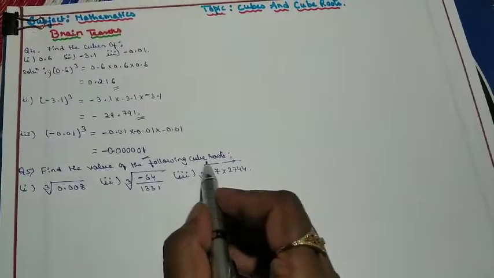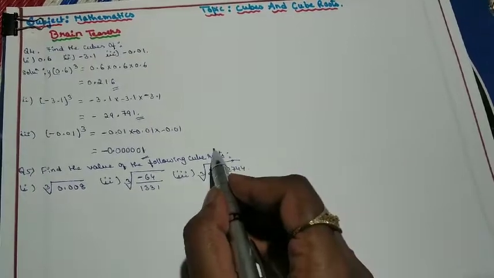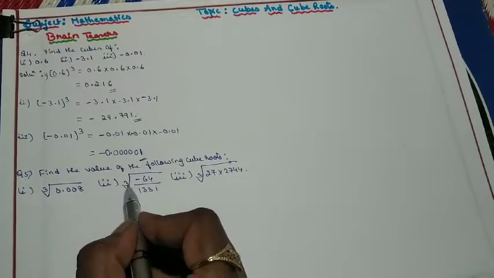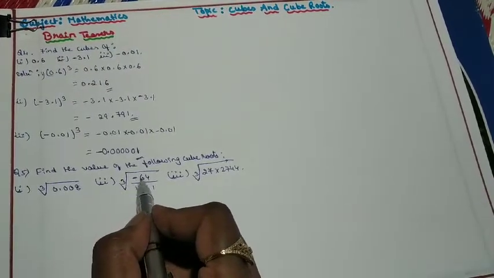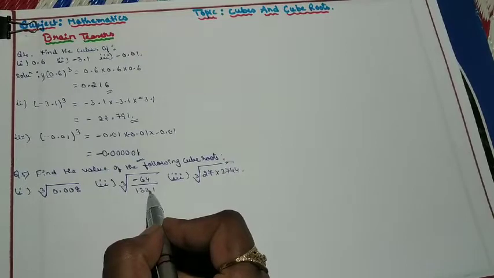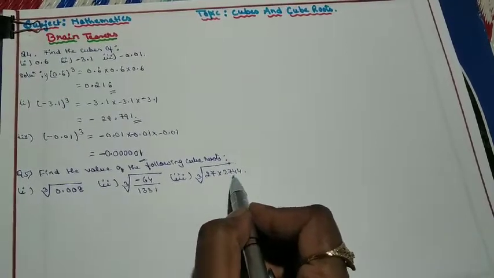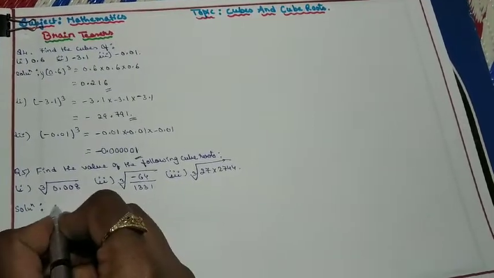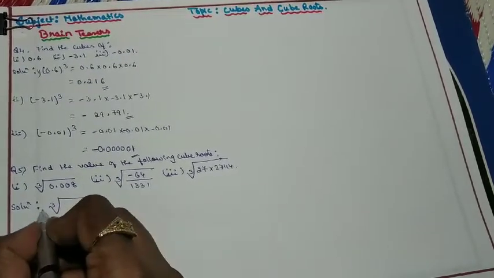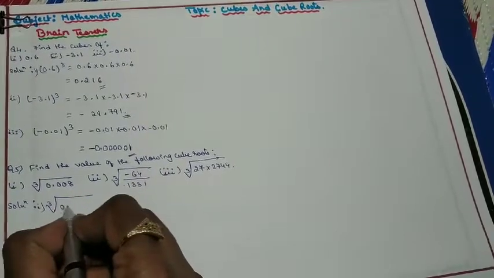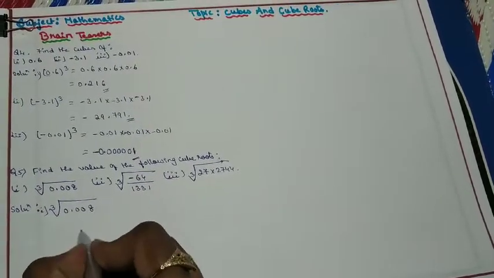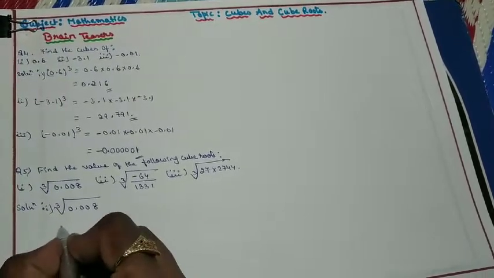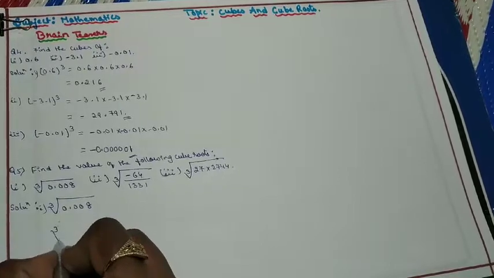So we'll move to question 5 now. Find the value of the following cube roots. Here, given the cube roots, we need to find the values, children. The first is cube root of 0.008, the second is cube root of minus 64 divided by 1331, the third is cube root of 27 into 2744. If you know the cube numbers you can directly do it, or else you can go for prime factorization to find the cube numbers. So for cube root of 0.008, I'll do it in 2 ways, children. Whichever you feel easy, you can go with that method.